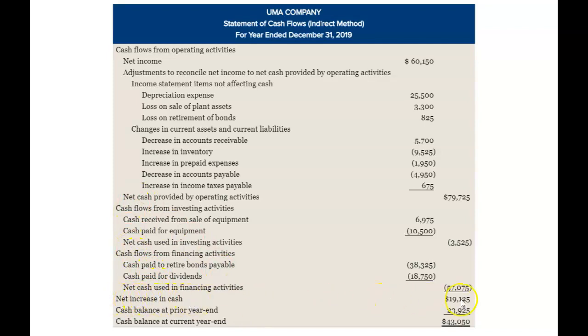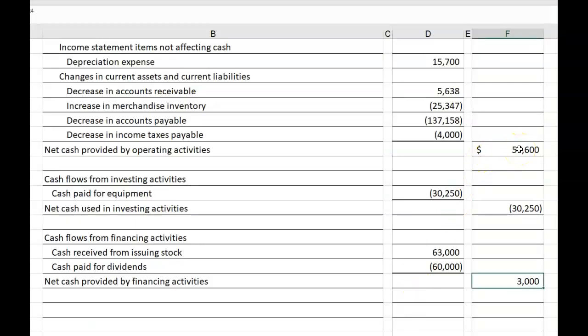We need to calculate a net increase or net decrease in cash. And we do that by adding up the three numbers, cash provided or cash used by the three sections. Let's go take a look at what we've got over here. Cash was provided by operating activities in excess of $57,000 and also provided by financing activities for $3,000, so that's 60 some odd thousand coming in, and $30,000 was used for investing activities, so it's obvious that we have an increase in cash. More cash came in than went out. So we have a net increase in cash.